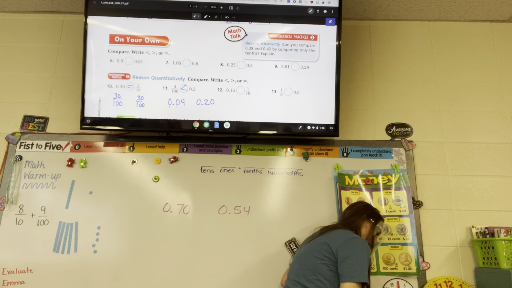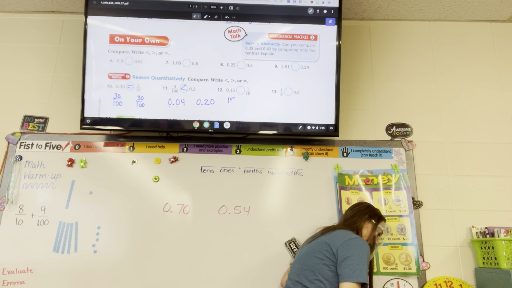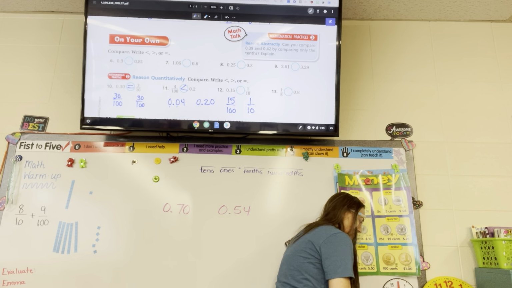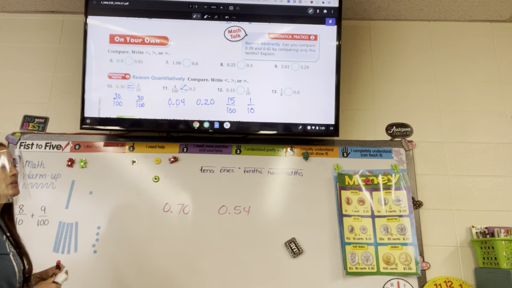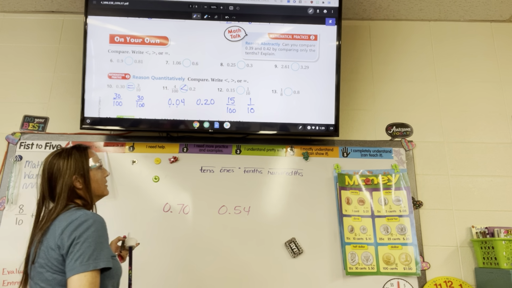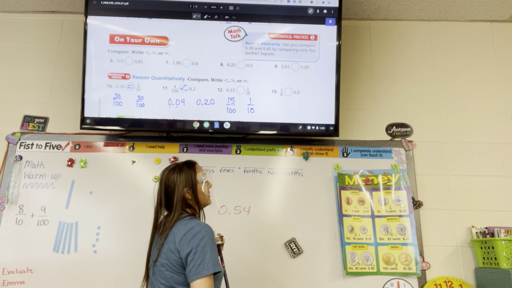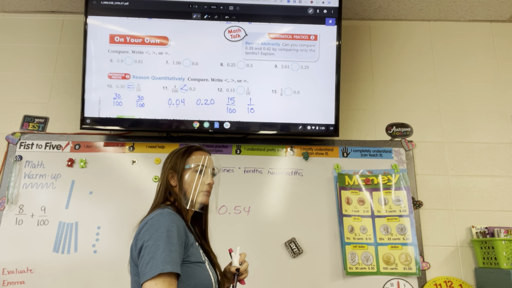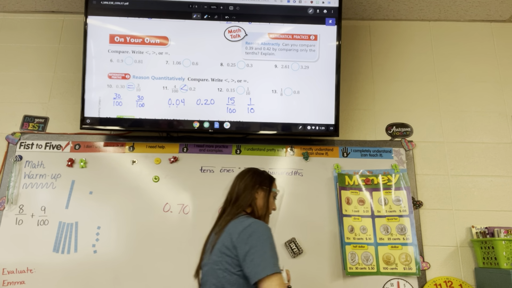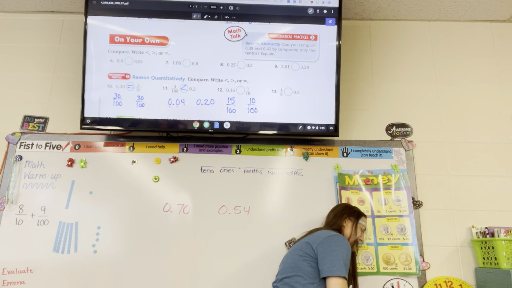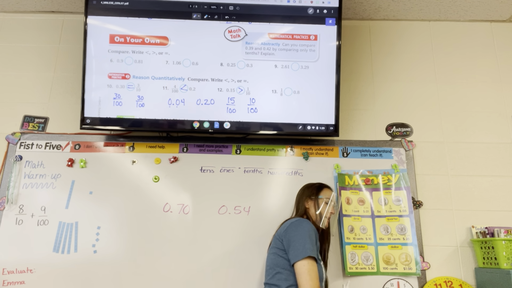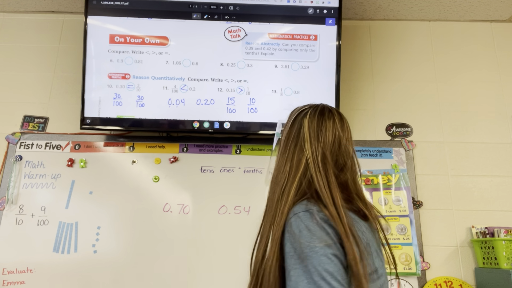Okay, this one is 15 hundredths and 1 tenth. What do we need to do to make them have the same denominator, Reese? Add a 0 to the 1 and to the 10. Yep, go give yourself a point. So now we have 15 hundredths and 10 hundredths. 15 hundredths is greater than 10 hundredths, isn't it? It's not bigger. Last one.